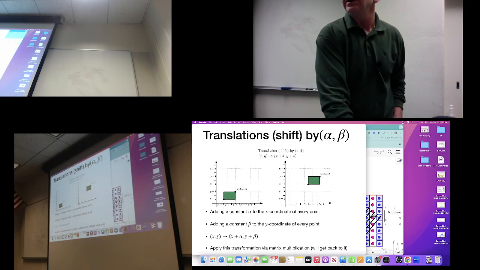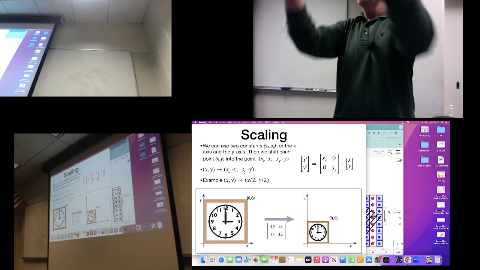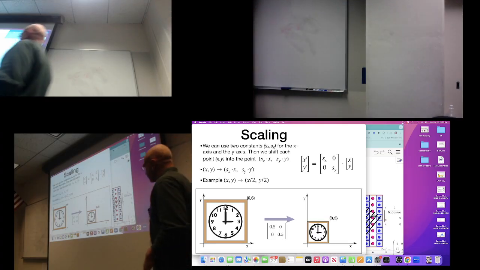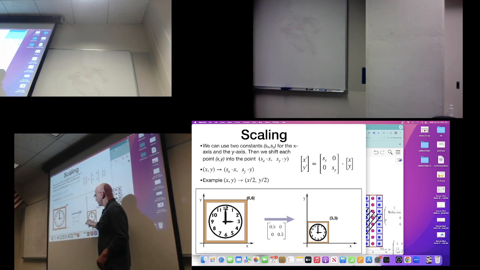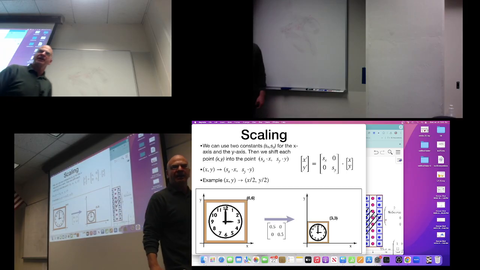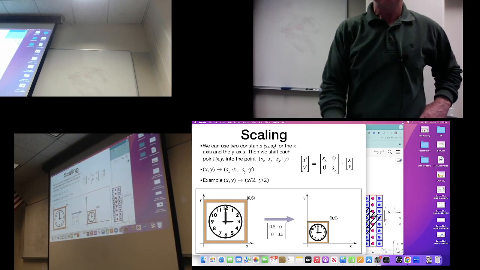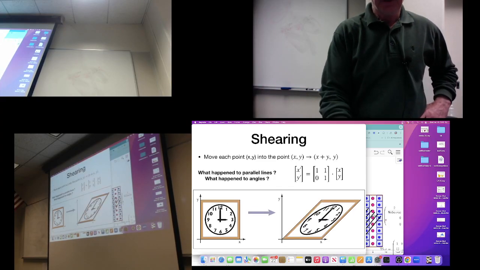And at this point, I still didn't mention matrices at all. Then I talked about scaling, like scaling by half, shrinking it by half, taking the x, shrinking it by half, y, shrink it by half, taking the point 0, 0, it stayed where it is, very happy. And that was scaling in this case by Sx and Sy. These two constants are the same.